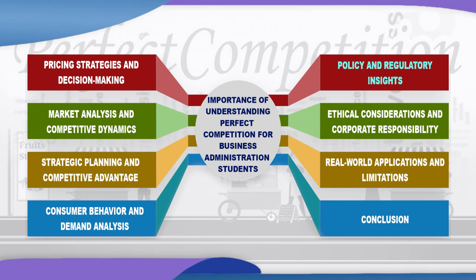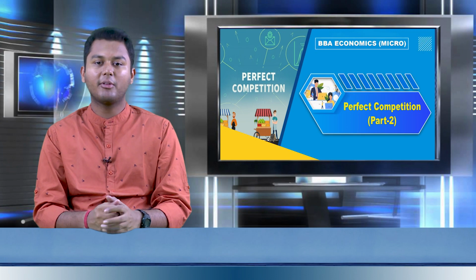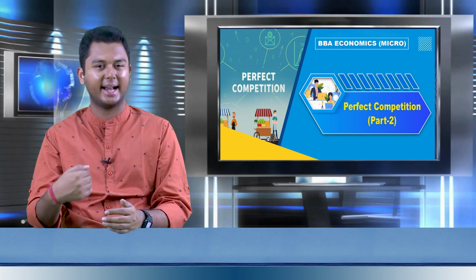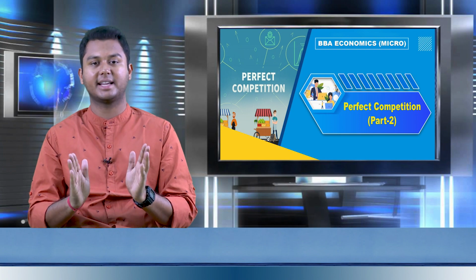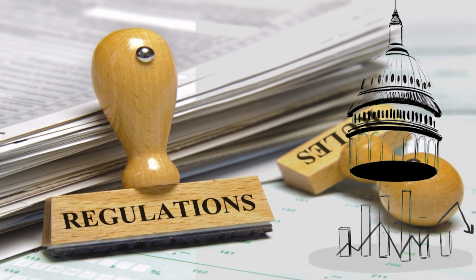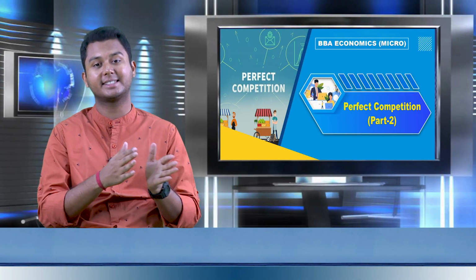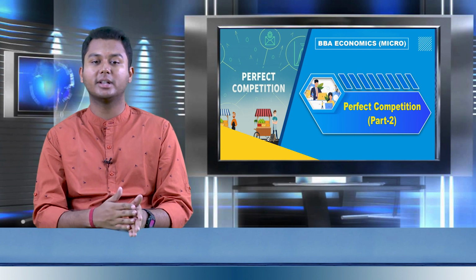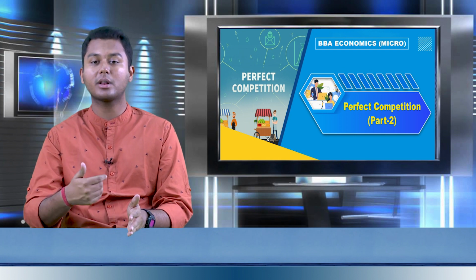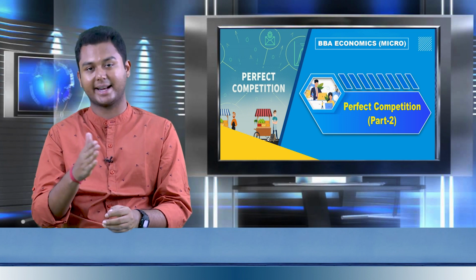Next is policy and regulatory insights. If we look at market regulation, while perfect competition is an idealized market structure, it provides a framework for understanding the role of government regulation in promoting competition and preventing monopolistic practices. Business students can apply the knowledge to advocate for or against certain regulations depending on the impact on market efficiency and business operations.